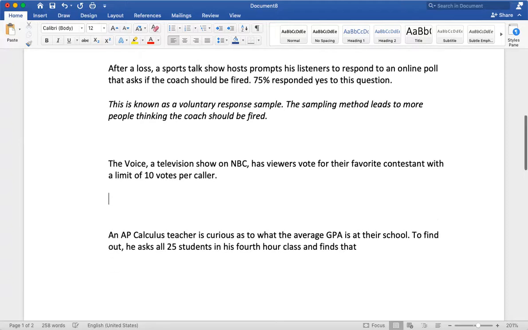This one, I just wanted to make you aware, The Voice, the television show on NBC, has viewers vote for their favorite contestant with a limit of 10 votes per caller. So this is another example of voluntary response. And then also, this one's not a good sampling method either, because people are able to respond more than once. So that's another source of bias in a voluntary response question. So on this one, the popular candidate is just going to win no matter what.